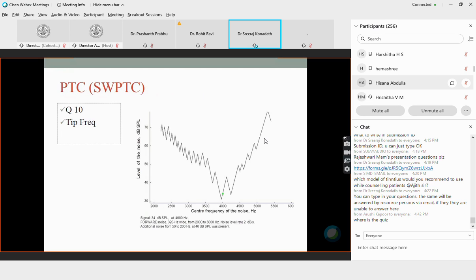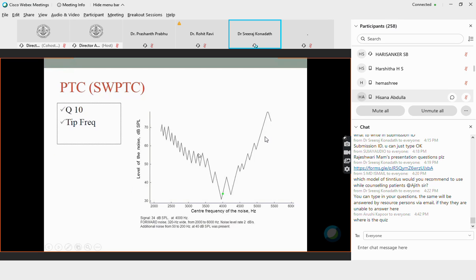Another psychophysical test that you can do is the PTC, that is, psychophysical tuning curves. Those who have studied it would have thought it is a very tedious procedure. But you always have the software SWPTC, a free downloadable version generated by Glasberg and Moore. If you Google SWPTC, you can download and use it yourself. This gives information in a much faster way, and you generally measure Q10 and tip frequency.